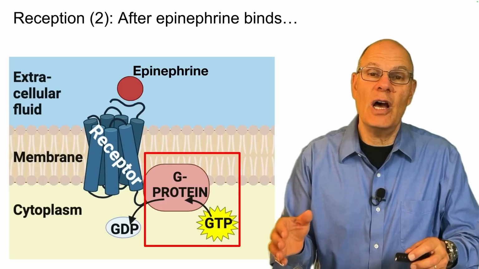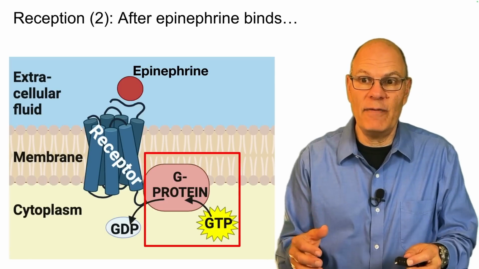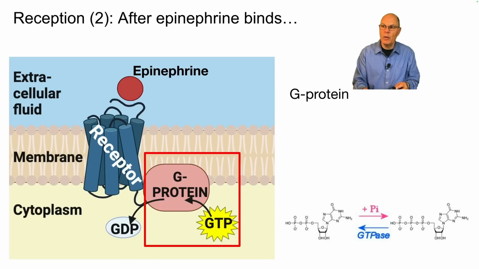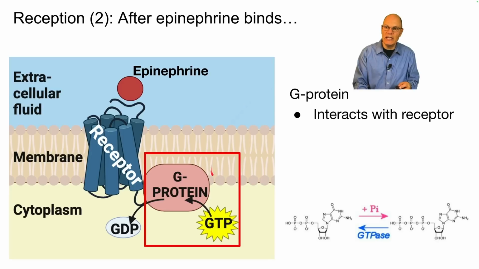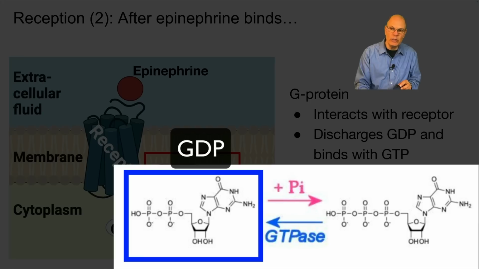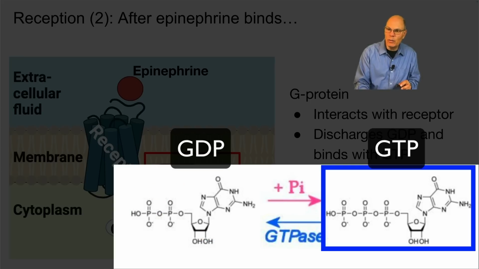What's the effect on the G protein of epinephrine binding with the receptor? Well, the G protein is then able to interact with the receptor. We noted before that the receptor has changed on its cytoplasmic side, and that enables the G protein to interact with that part of the receptor, and that causes the G protein to discharge GDP, that's the low energy form, and to bind with GTP, that's the high energy form.